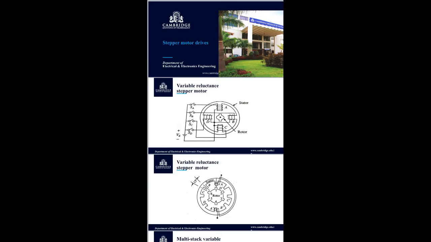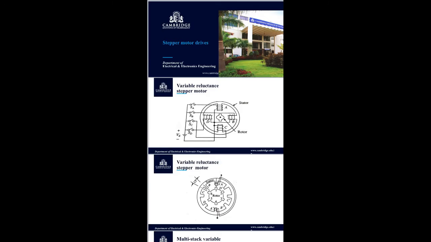The large variety of stepper motors can be characterized into three categories. First one is the variable reluctance motor. In that you have two types: one is a single stack and one more is a multi-stack. Then permanent magnet and hybrid motor. One by one, let us now study the types of stepper motor drives. First one is the variable reluctance motor. As I have told, variable reluctance can be categorized into two types: single stack and multi-stack.